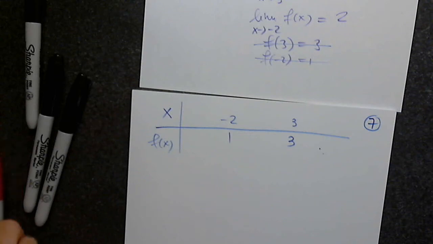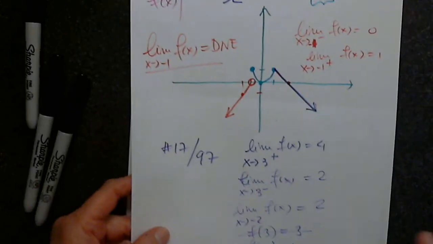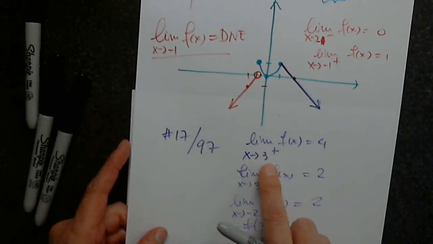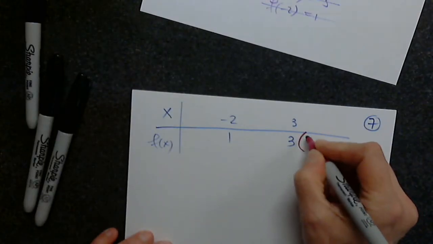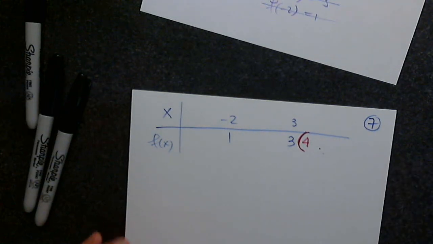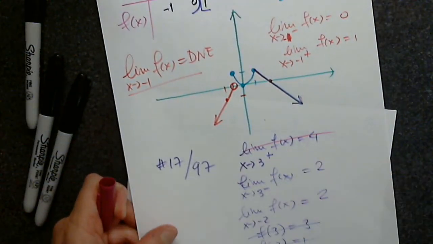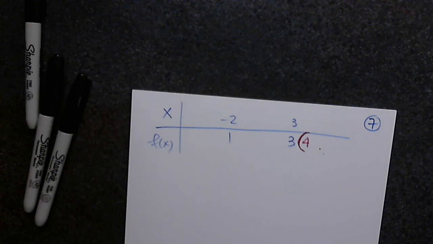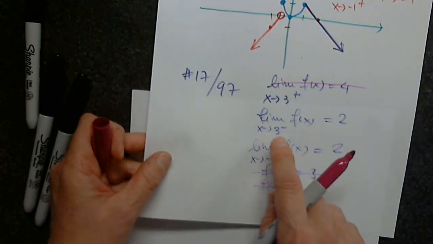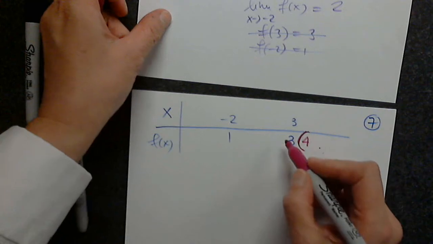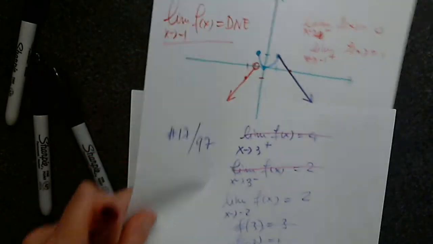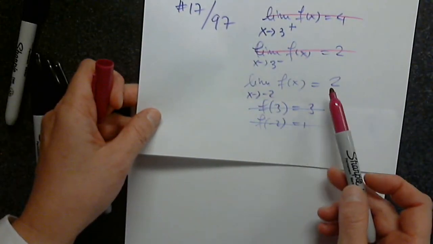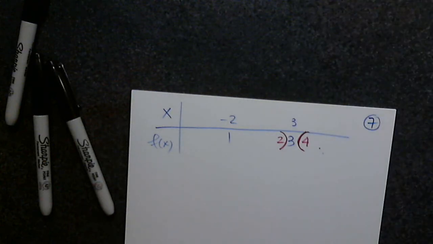Now carefully, let's read the rest. The limit of f of x as x approaches 3 from the right is 4. The limit of f of x as x approaches 3 from the left is 2. Finally, the limit of f of x as x approaches -2 from either side is 2.